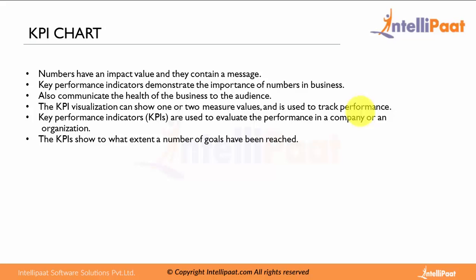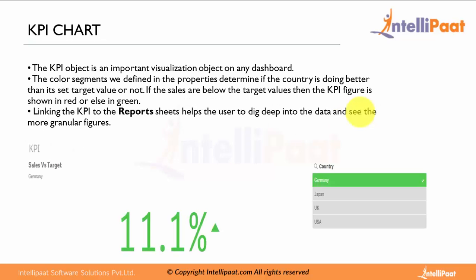KPIs are used to evaluate the performance in a company or an organization. The KPI shows to what extent the goals have been reached. And the KPI object is an important visualization object on any dashboard. The color segments defined in the properties determine if the company is doing better than its given target value or not. If the sales are below the target value, then the KPI figure is shown in red. If they achieve the target, then it will be displayed in green.